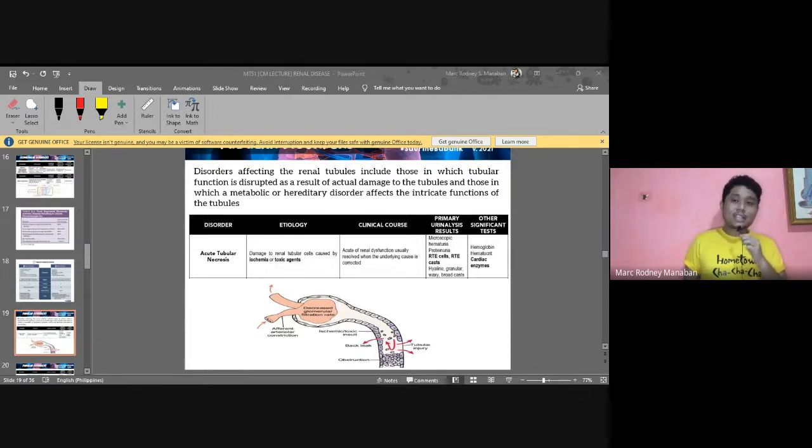So again, it may be due to ischemia. There is a loss of oxygen supply to the kidneys, possibly a blockage in the blood flow to the kidneys, all right? That's why we can test for cardiac enzymes. And exposure to toxic agents such as nephrotoxic drugs, hemoglobin, myoglobin, which are again toxic to your tubules, and other poisons.